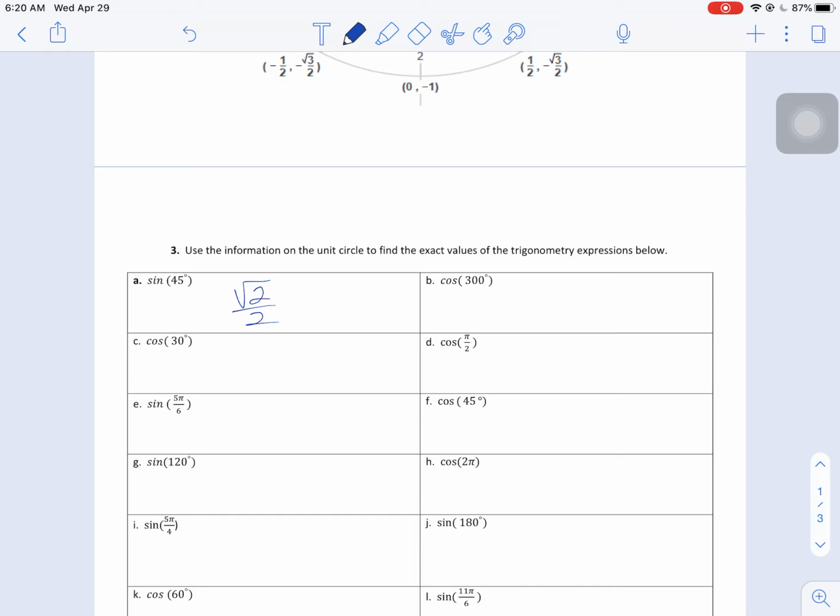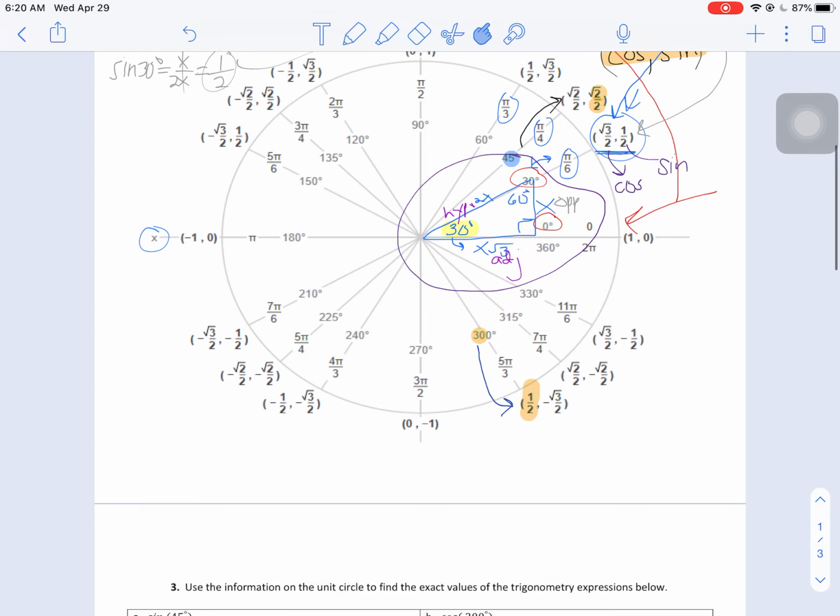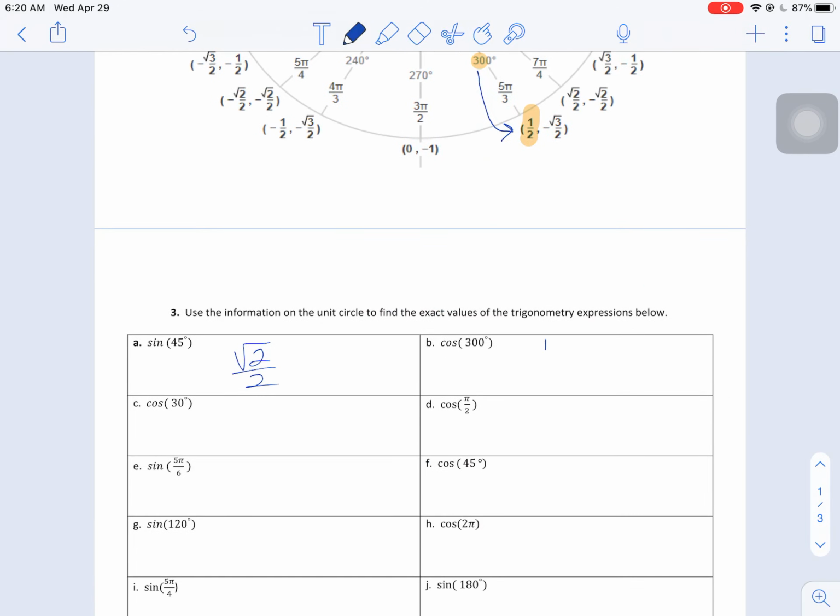Looking at part B, they want cosine of 300 degrees. So you go to your unit circle, find where it says 300 degrees. So that happens right here. And then look at the x, y coordinates that correspond to that point. So just slide your eyes right out here to these x, y coordinates on the outside of the unit circle. They had said to find cosine. So cosine is always the x coordinate. So 1/2. So if you slide back down here, you literally just write 1/2.